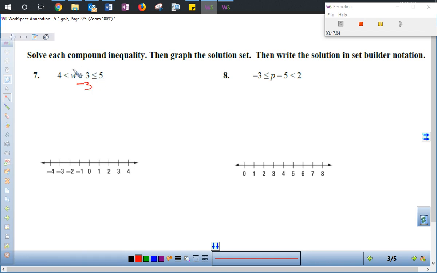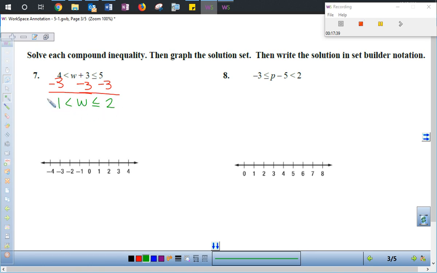But we have 2 inequality symbols, which means I not only have to subtract 3 from this 5 over here, I also have to subtract 3 from this 4 over here. So we're going to be subtracting 3 times. Now on the left side, 4 minus 3 is 1. Now I did not multiply or divide by a negative number, so I can bring that inequality symbol straight down. It doesn't change. These 3's cancel out and leave me with W. And again, this symbol doesn't change. And then 5 minus 3 is 2. So I'm left with 1 less than W less than or equal to 2.